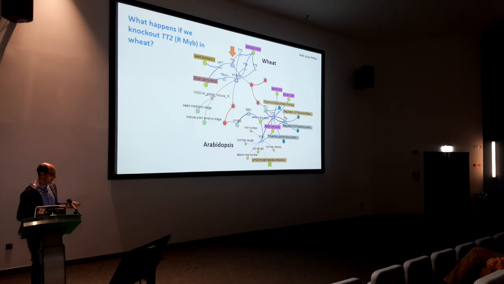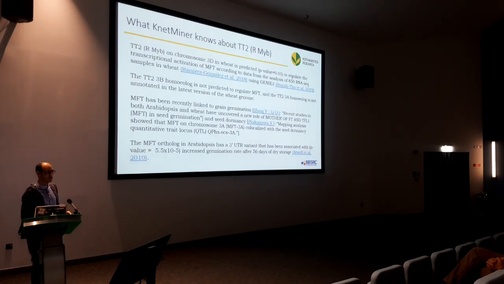So now this is the network, and when we study the network and we click on relationships, what we can do is extract actual text from the knowledge graph. So I'll read you some sentences that we could be extracting from a knowledge graph about TT2. TT2 on chromosome 3D in wheat is predicted, p-value 0.01, which is a property of the relationship, to regulate the transcription activation of MFT according to data from the analysis of 850 RNA-seq samples using GeneE3.